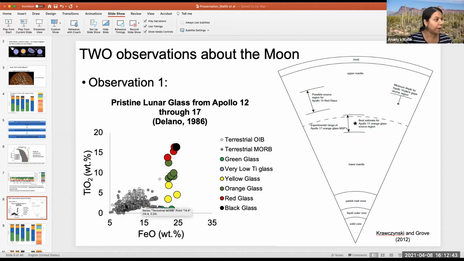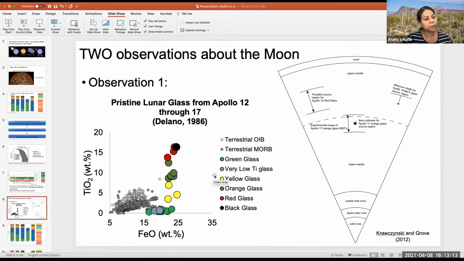All these gray points are basically terrestrial samples, so terrestrial ocean island basalts and mid-ocean ridge basalts. And all these colored samples right here are basically these lunar glass samples. As you can see, they are very distinct from the terrestrial ones. A, they have much higher iron concentration. B, some of them have very high titanium concentrations. And so they're kind of weird if you compare them to the terrestrial basalts.